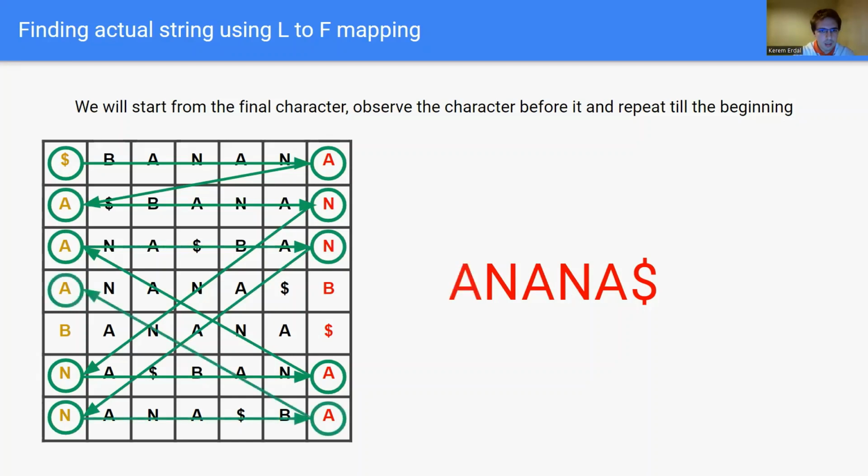The character coming before A is B, and there is a single B in the first column, and it matches with that B. And the character coming before that B is dollar, which indicates that we came to the beginning of the string, so we obtained the actual string using the L to F mapping.